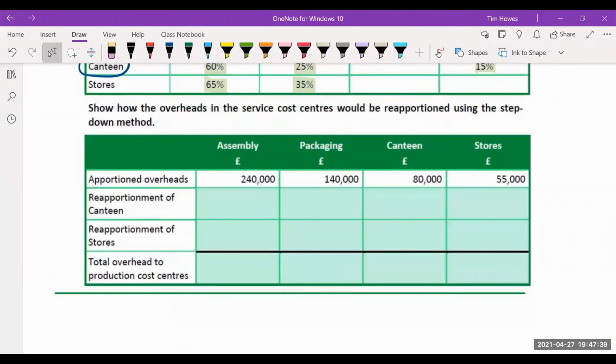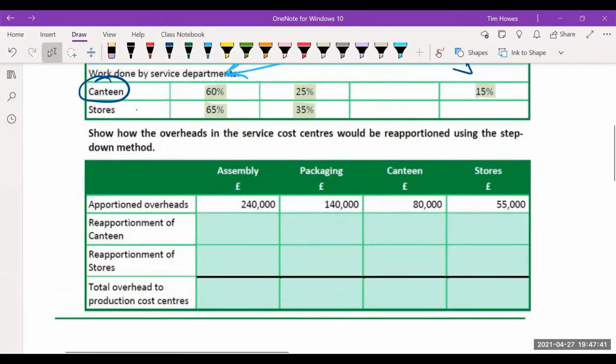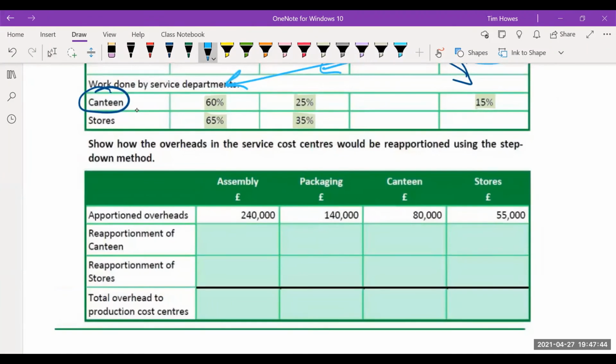It's laid out here, obviously, for us. So I'm going to just scribble the percentages in the top corner. So when we do the canteen, remember it said 60% of the canteen is going to find its way to assembly, 25% of the canteen is going to find its way into packing, and 15% is going to find its way into the stores. So here we go. Let's do the figures. There's 80 grand in the canteen. Let's take it out. Now, again, RTFQ, what do they want? Minus signs, etc. What do they want? But anyway, there we go.